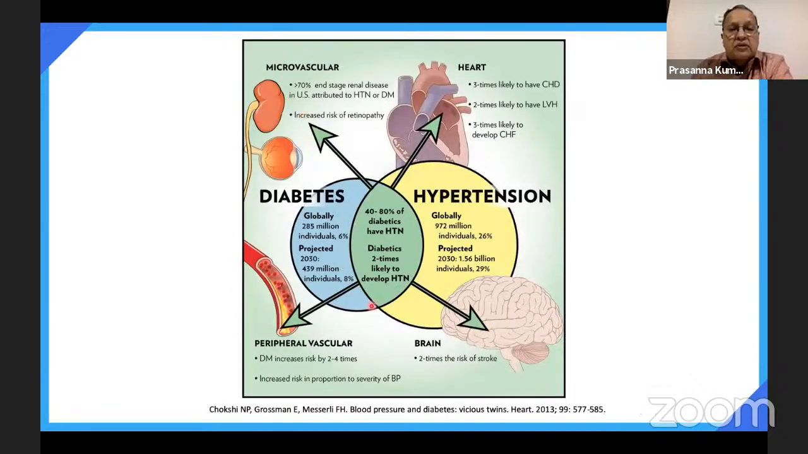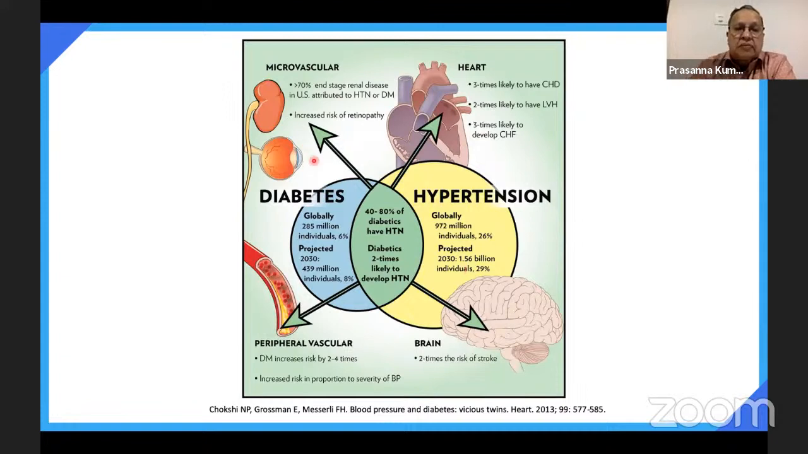So this is the one where it shows diabetes and hypertension as overlapping problems globally. You see diabetes is 285 million, and by 2030, 439 million. If you look at hypertension globally, 972 million, nearly 3 times more, and by 2030, 1.56 billion. That means hypertension is almost 3 times more prevalent than diabetes. And when you have both, 40 to 80% of diabetics, as I told you, have hypertension, depending upon the age and ethnicity; minimum 40, it goes up to 80%. Diabetics are 2 times as likely to develop hypertension.